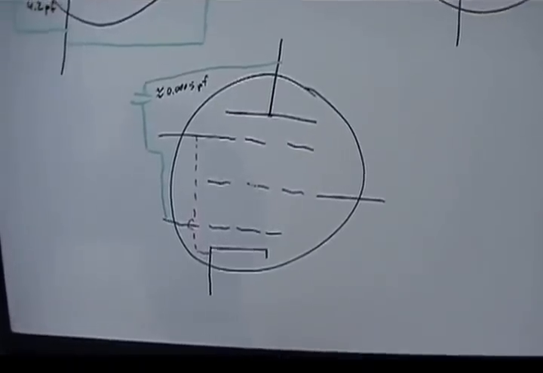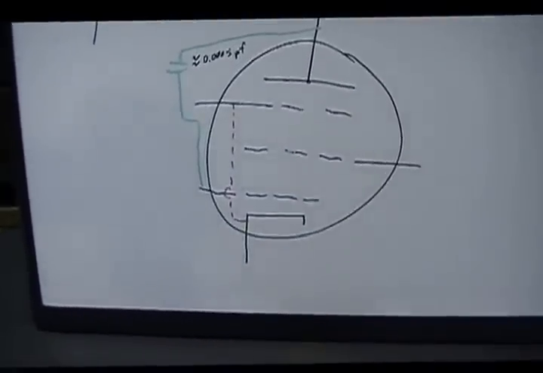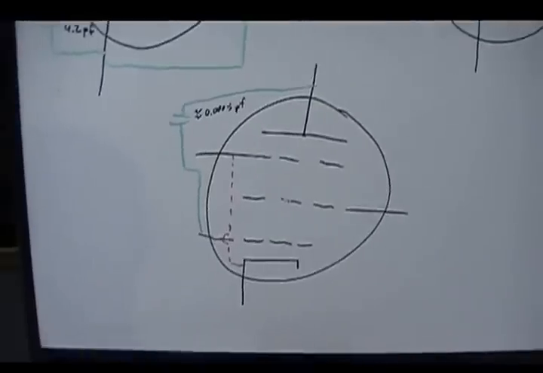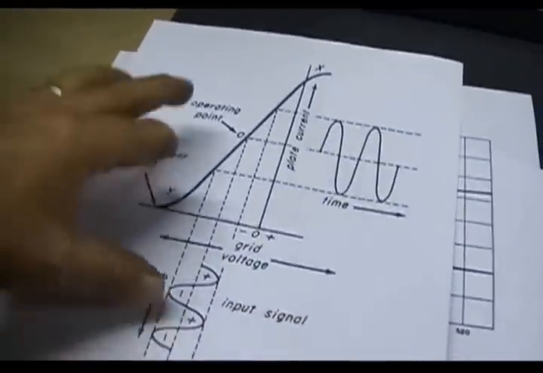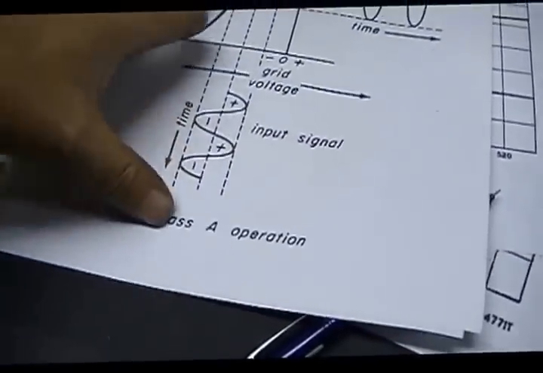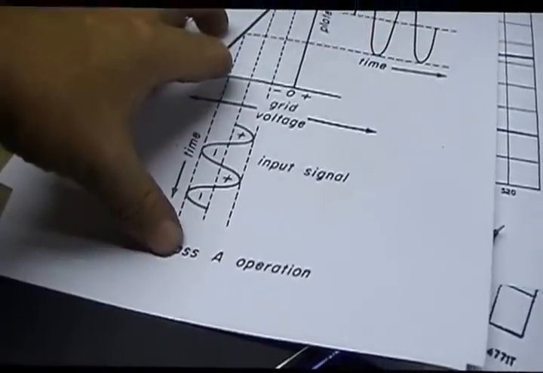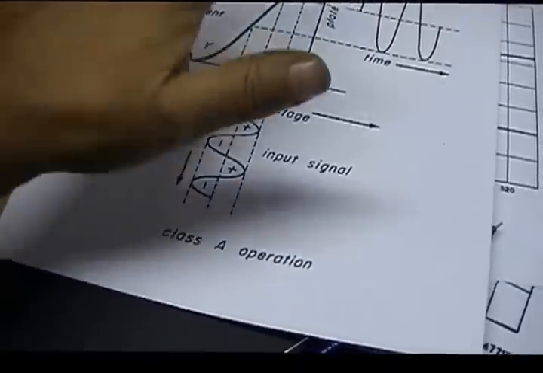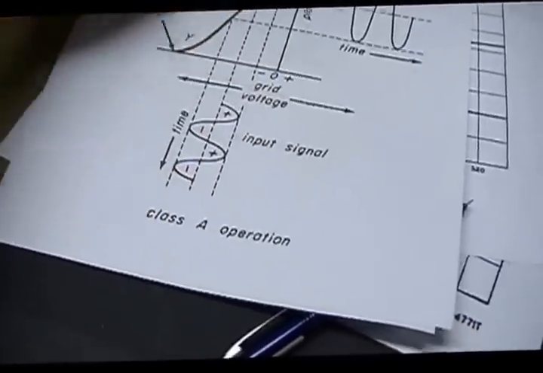So anyway, now I think I will end this, and the next time we'll talk about the different types: Class A, B, C, AB1, AB2 amplifiers and operating points.